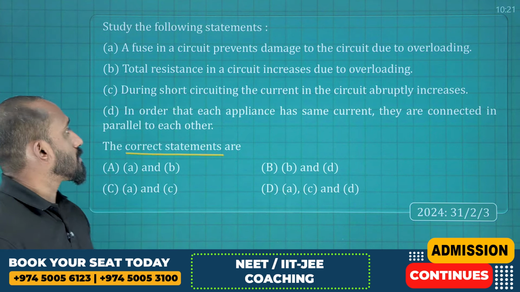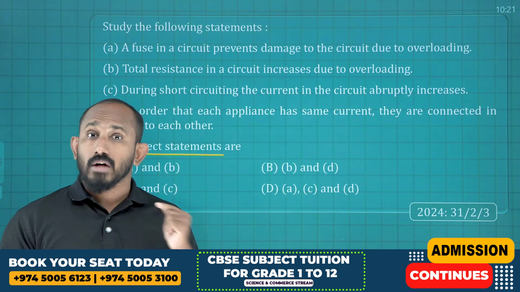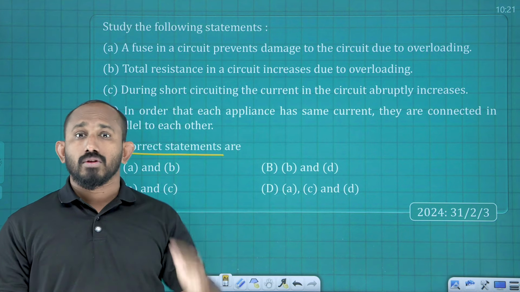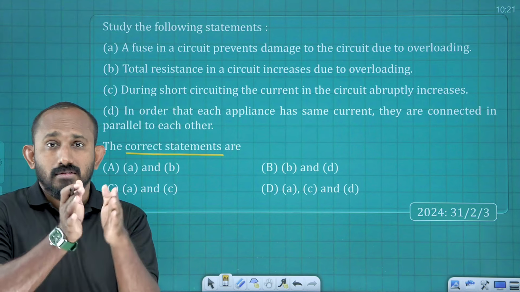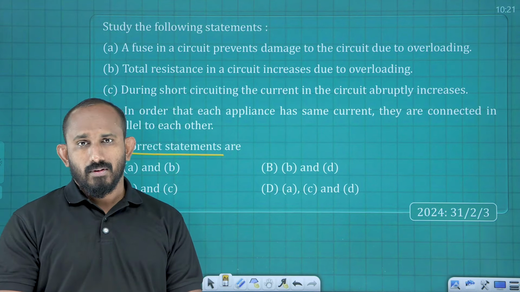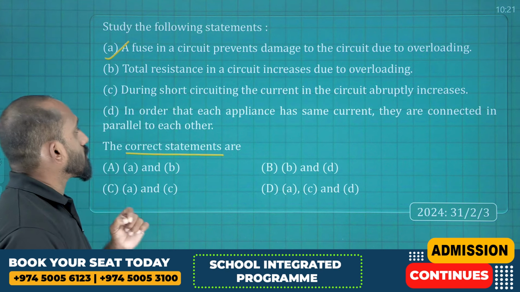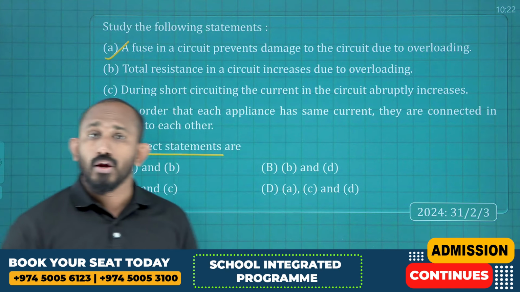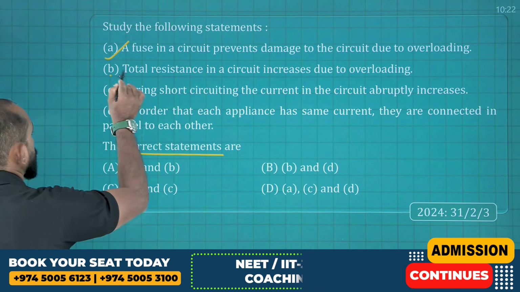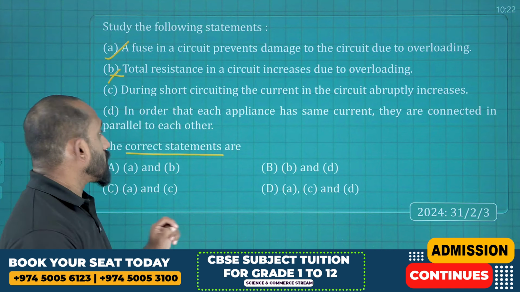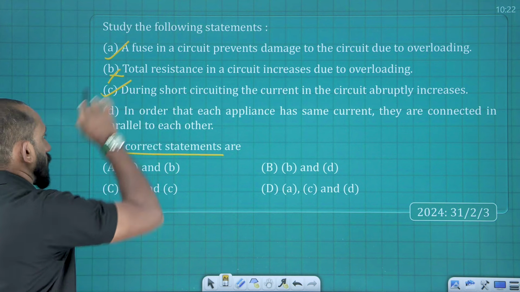First one, a fuse in a circuit prevents damage to the electric circuit due to overloading. Sure, of course. In overloading, current increases abruptly, so the devices may get damaged. At that time, the electric fuse will melt and it will save the circuit. So that is a correct statement. A is correct. B: Total resistance in the circuit increases due to overloading. No, total resistance decreases; only the current increases abruptly. So B is wrong. Now C: During short circuiting, the current in the circuit abruptly increases. Sure, that is correct. C is correct.